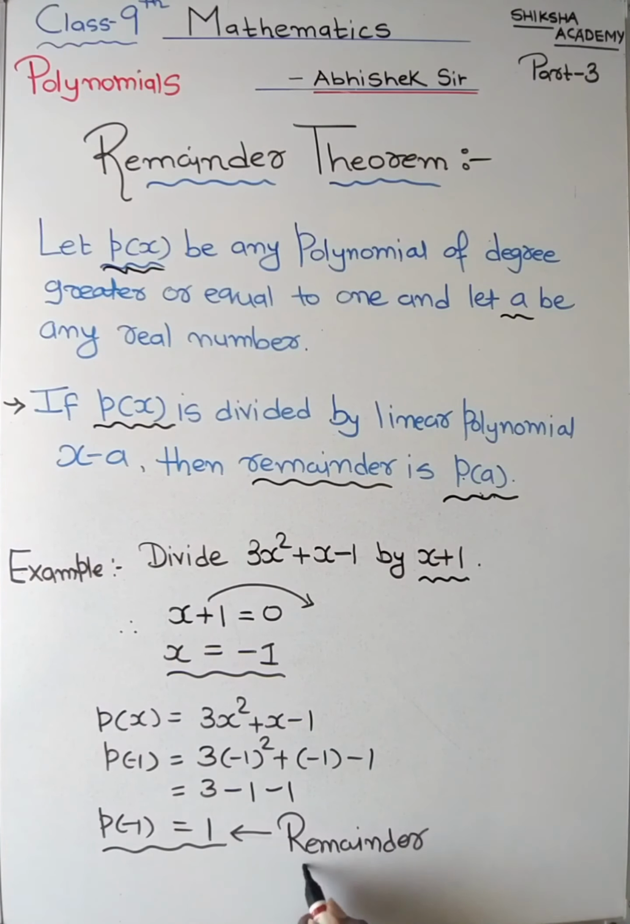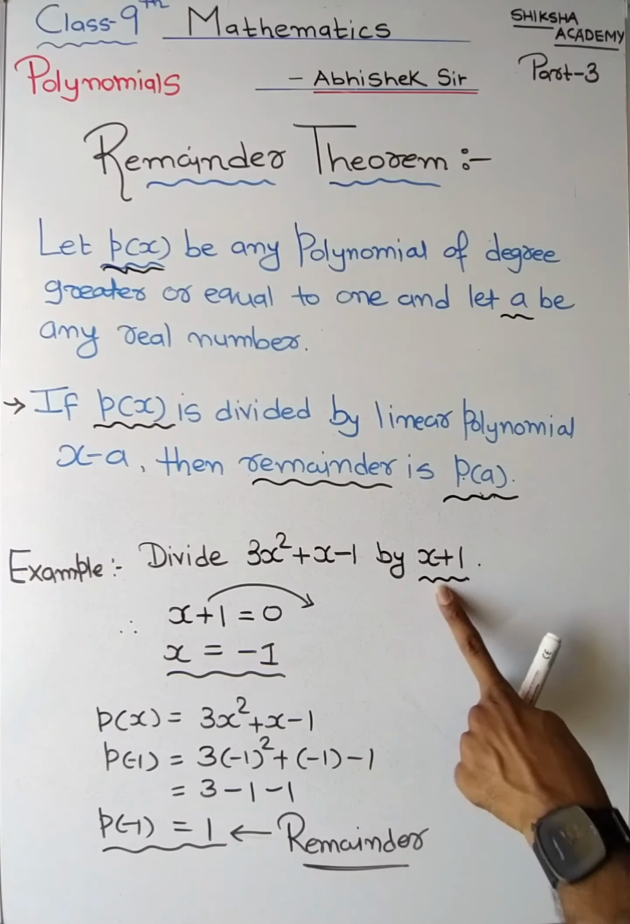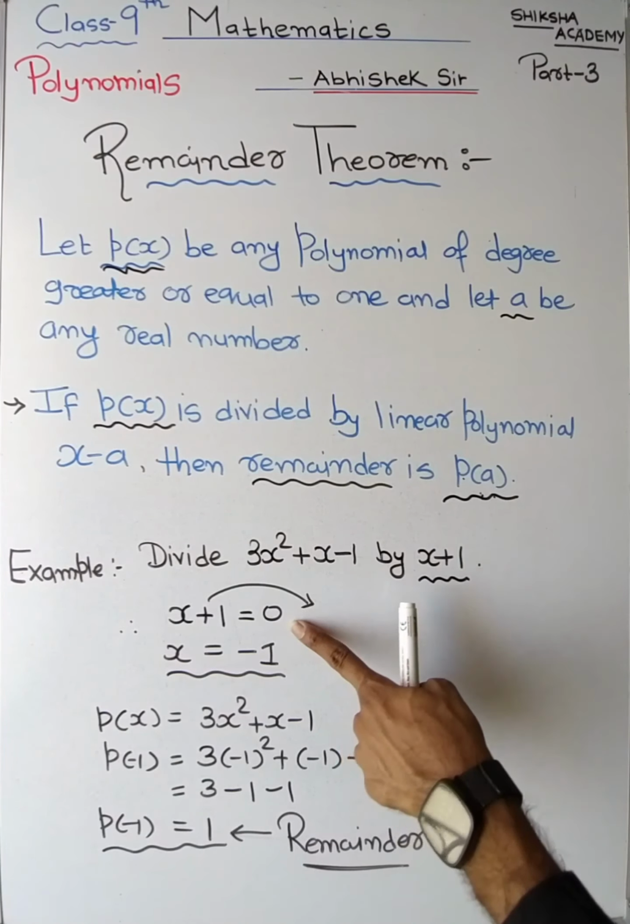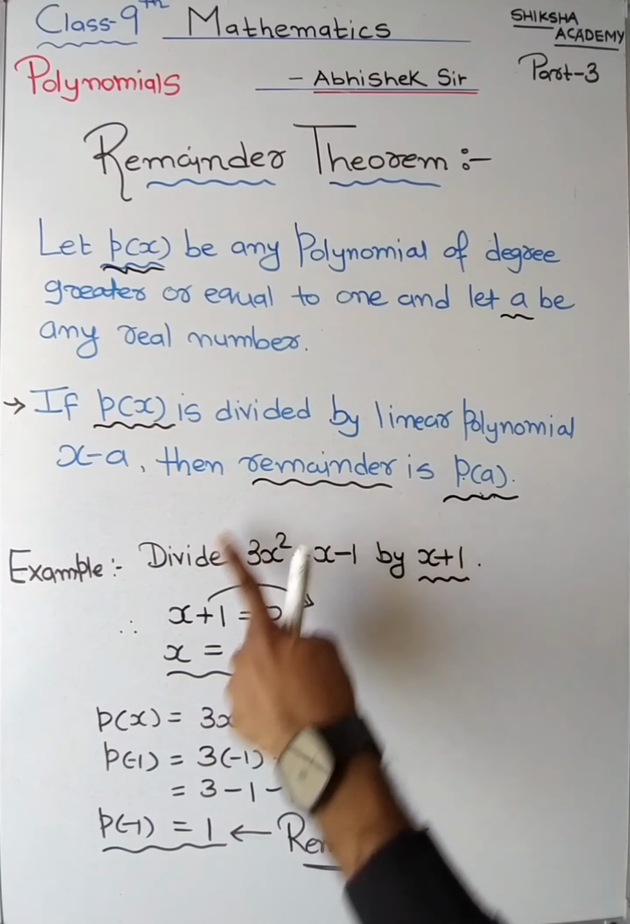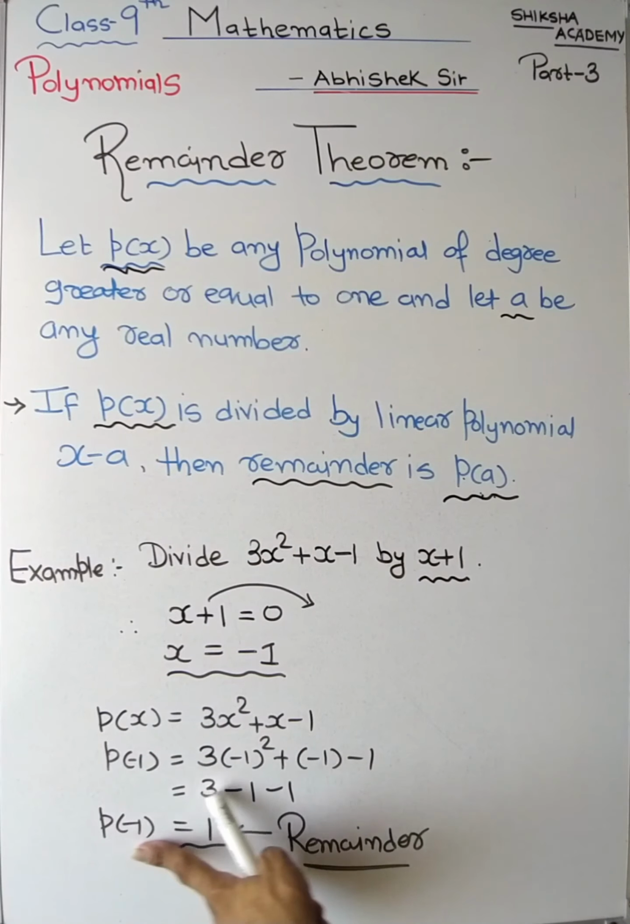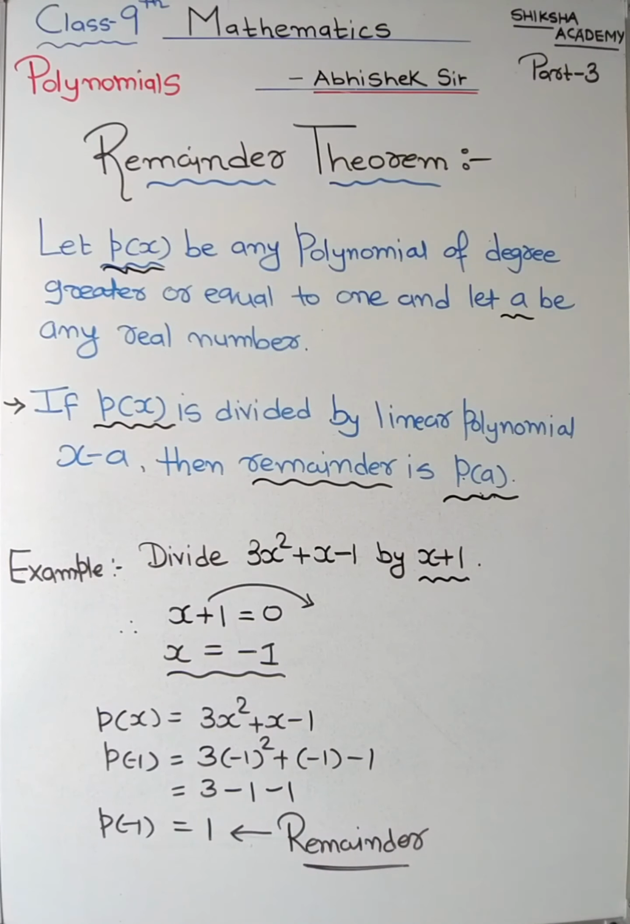So how will you be using remainder theorem? Very easy. First of all, the other polynomial you have been given, you just compare it with 0 and get the value of the variable. Then again we put the value of this variable in the whole polynomial. Finally the answer that you are getting is nothing but your remainder. So this is nothing but remainder theorem. Clear?